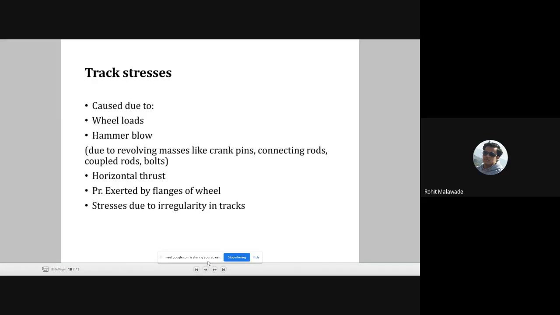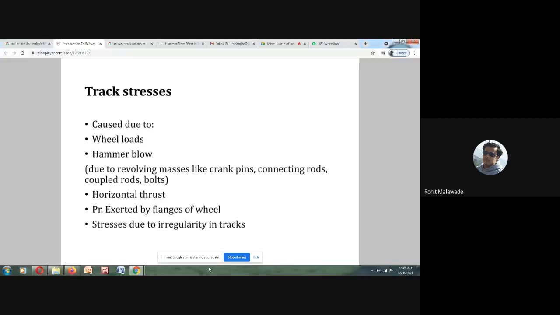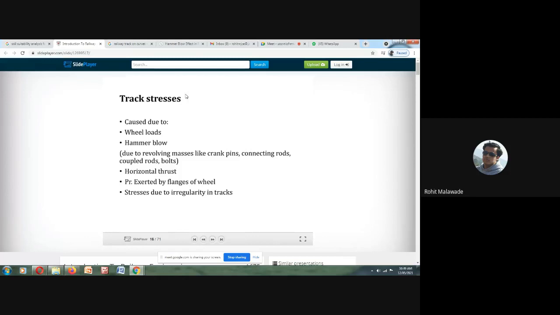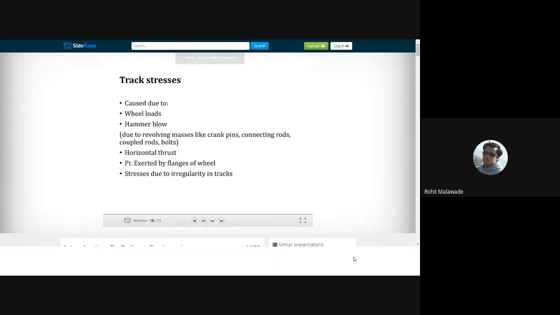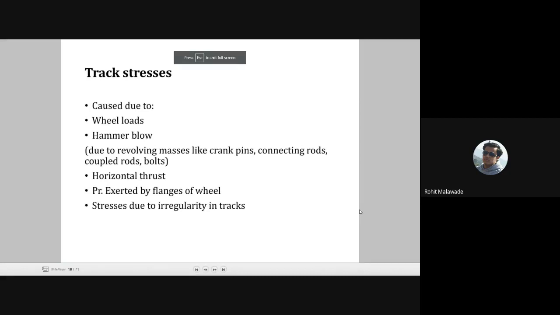Now, the load distribution will happen right from the rails to the sleepers, and from the sleepers it is going to be transmitted to the ballast, and from the ballast it is going to be transmitted to the subgrade.